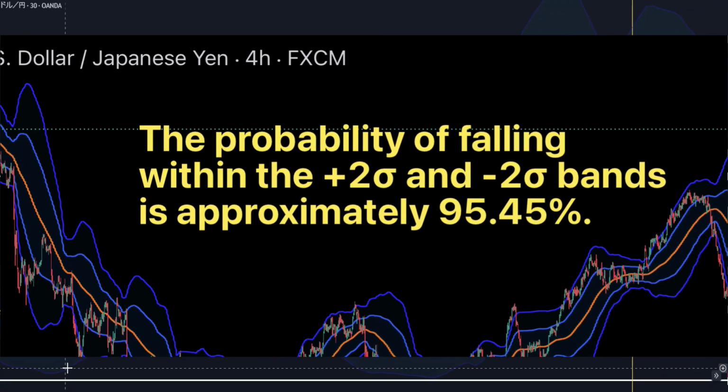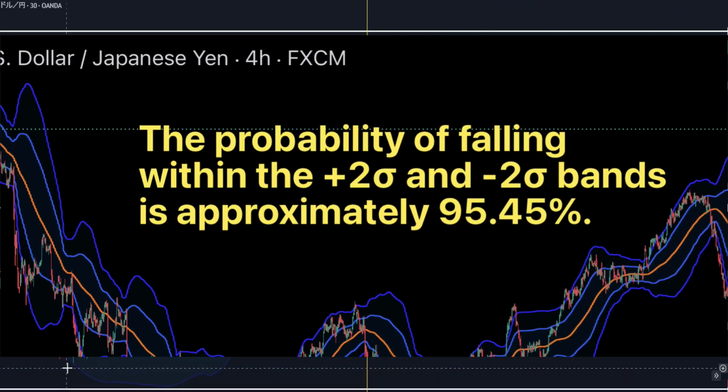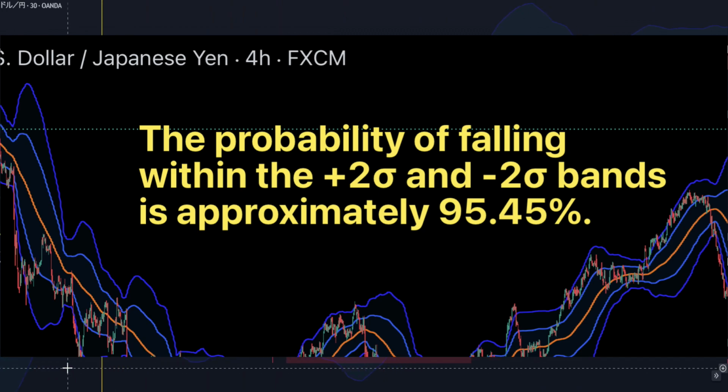There's about a 95.45% chance prices will fall between the plus two sigma and minus two sigma bands, suggesting most trading occurs within this range.